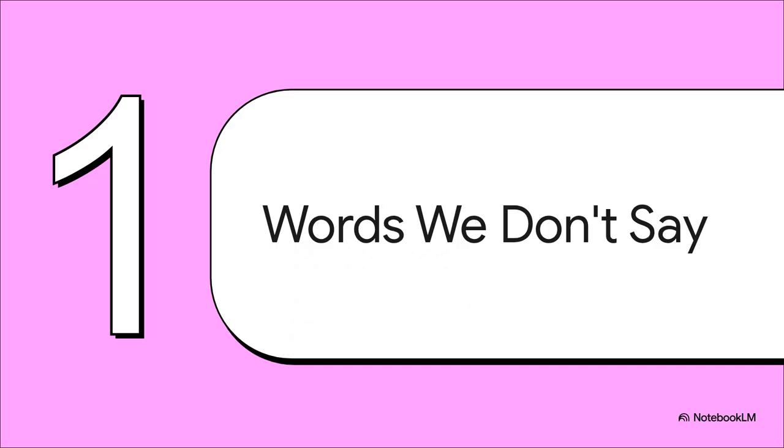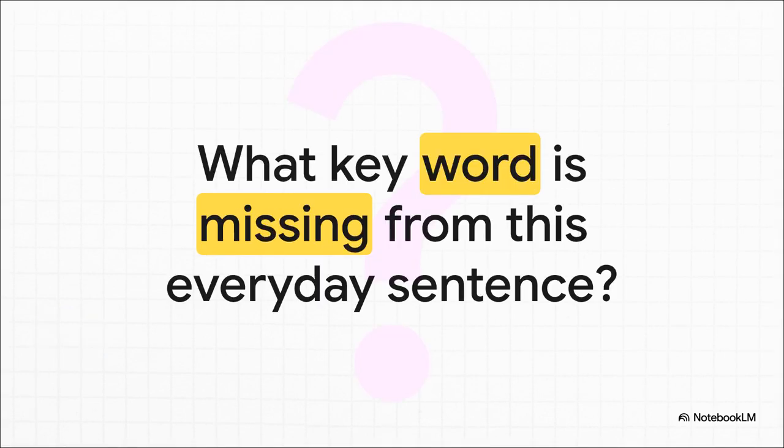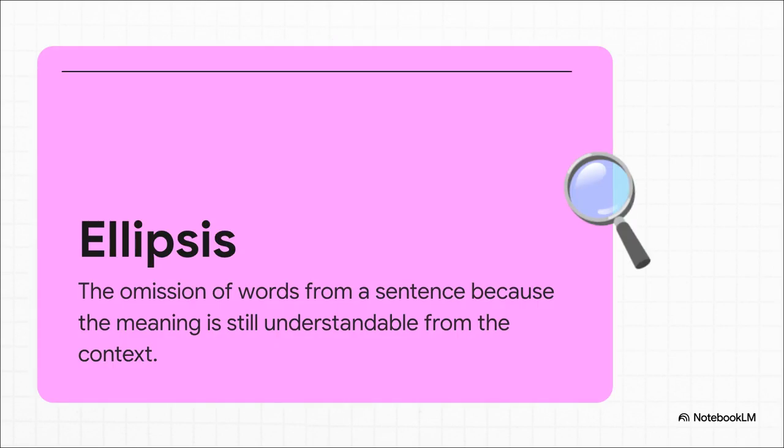Ellipsis. So, let's kick things off by talking about those invisible words, the ones that are there, but also kind of not there. I mean, think about it. You've probably typed, "Hope you're well" in an email like a dozen times this week. It feels completely normal, right? But if you look at it from a strict grammar point of view, something's definitely missing. So, what is it? What's the missing piece? What's that one little word your brain just automatically fills in at the beginning to make the whole sentence complete? Go on, have a think. If you guessed the word I, as in I hope you're well, you are absolutely right.